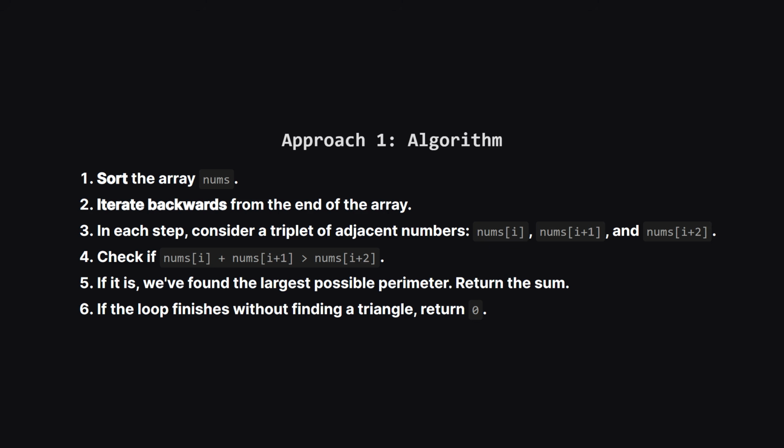If that triplet doesn't work, we shift one step to the left and try the next group of 3 and so on. If we get to the beginning of the list and haven't found anything, it means no triangle is possible, and we return 0.